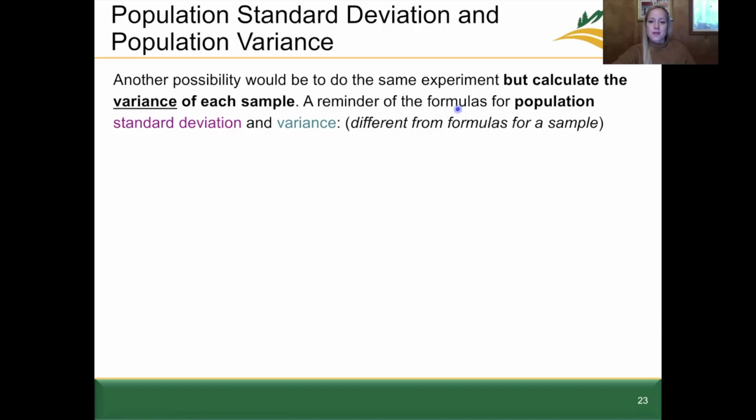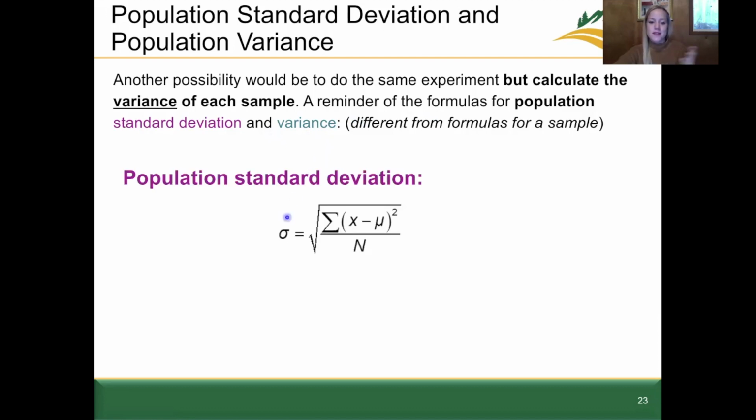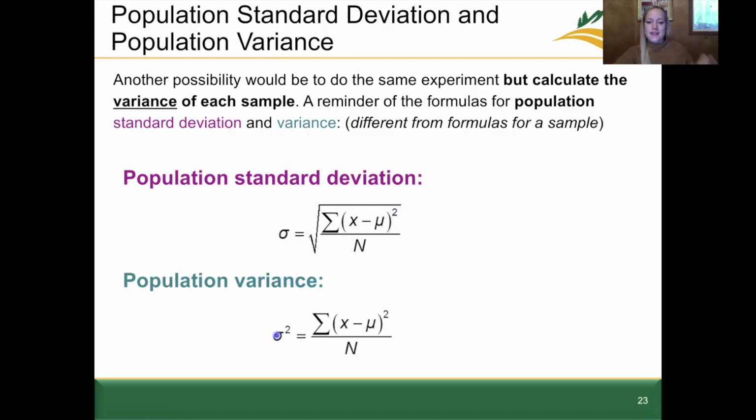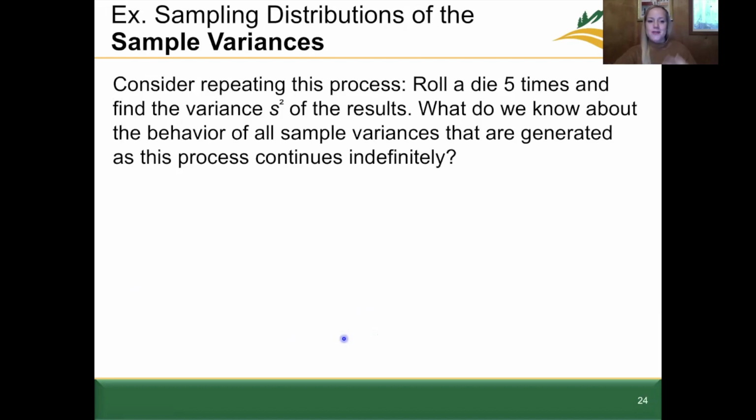Here's a reminder of what the formulas for population standard deviation and population variance look like. Remember, these formulas for a population are different than the formulas for a sample. So for a population standard deviation, we have sigma is equal to the square root of everything inside here. Population variance is sigma squared. So remember, for population, it's in terms of sigma. For samples, it's in terms of lowercase s. Where the population variance is sigma squared, it's equal to the summation of x minus mu, all of that squared, over n. Where x is each data point in a population, n is the total number of data points in that population.